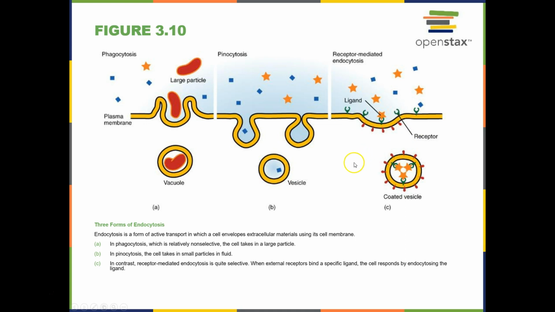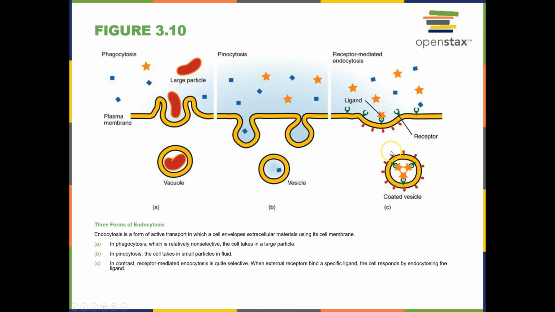This is a very specialized form of endocytosis. In this case, you have receptors that bind specific molecules. Probably the most famous molecule that can be bound is cholesterol. And so when the receptors bind their specific molecule, if it's cholesterol or whatever, then the entire plasma membrane blebs off. So it forms a vesicle and pulls that vesicle into the cell.